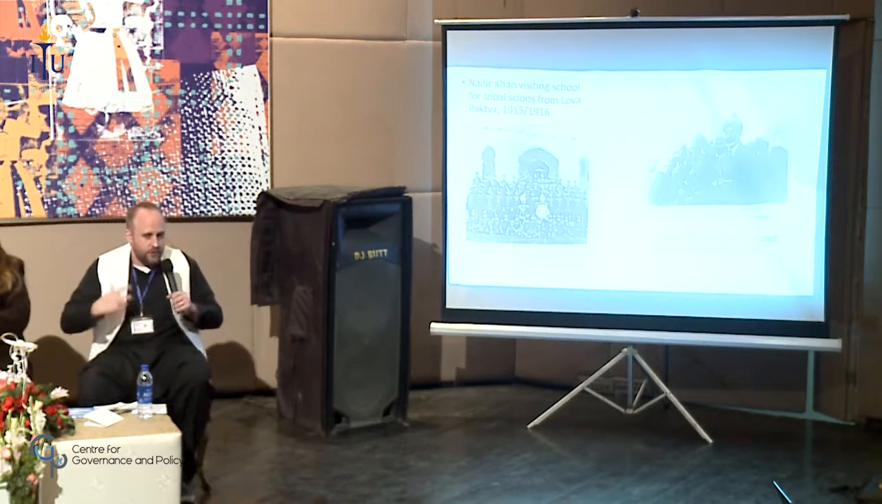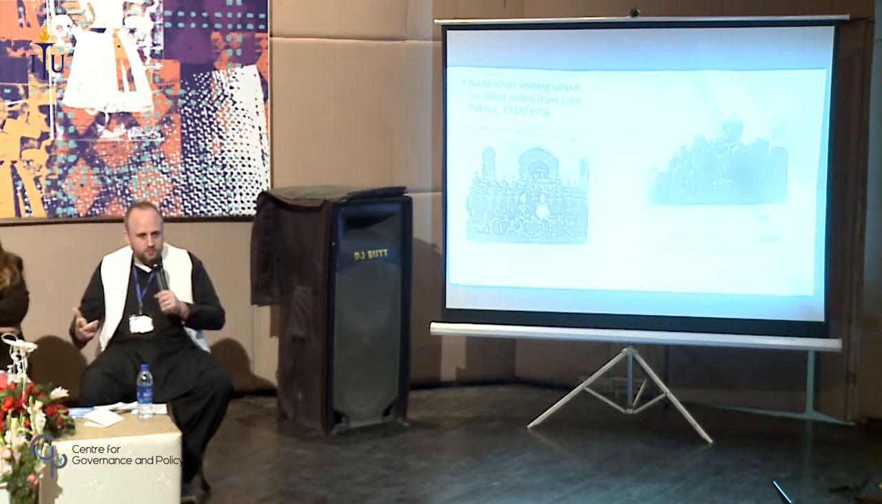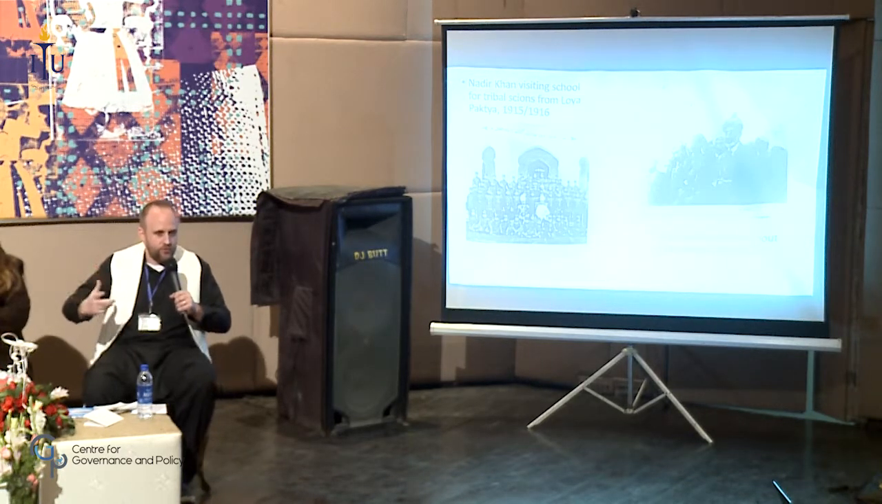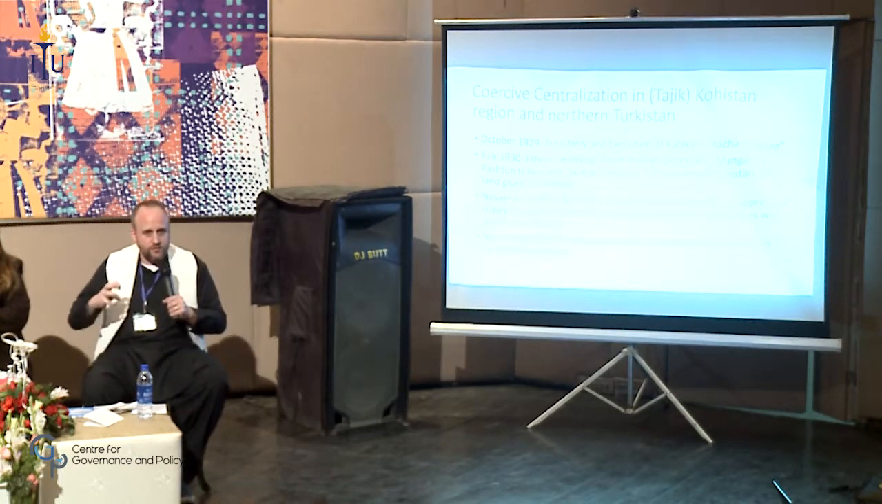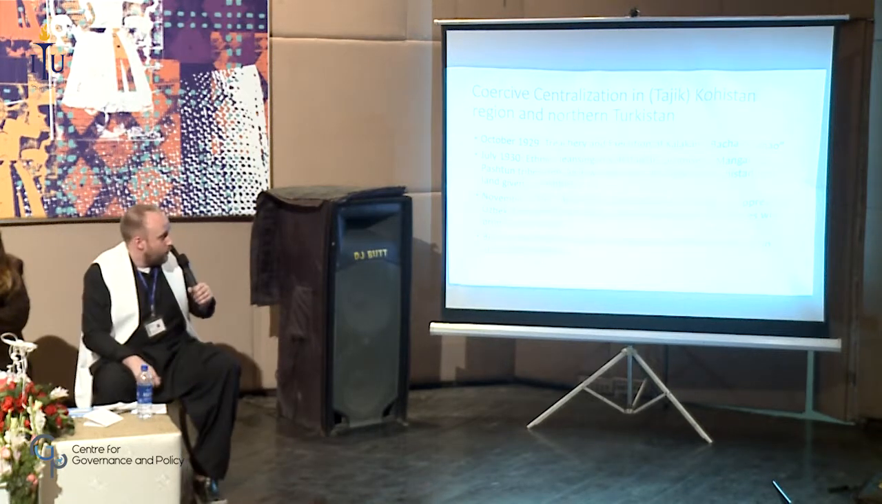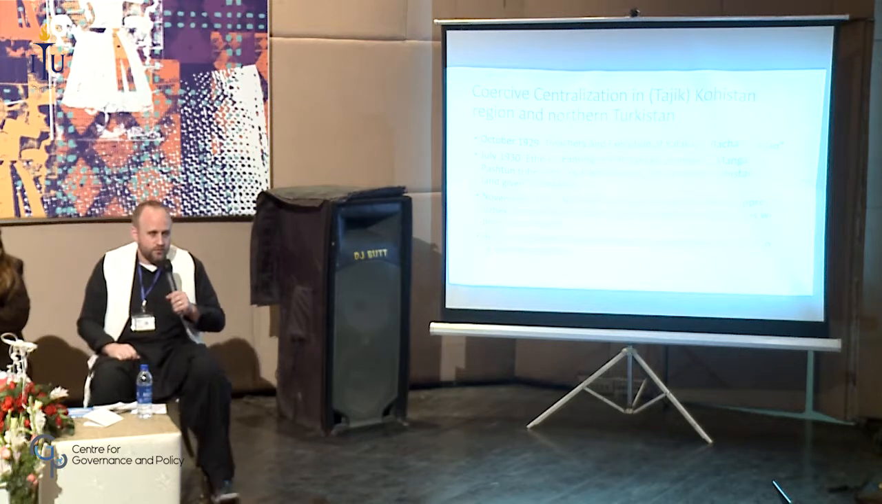And so Nadir eventually is able to overthrow him, pretends that he's not really interested in becoming king, and then pretends like the tribes are forcing him to become king. So in 1929, he becomes king. Now, how does he try to seek to establish his central authority?